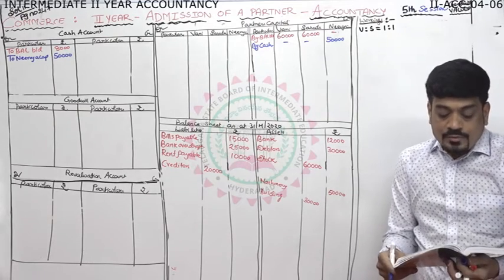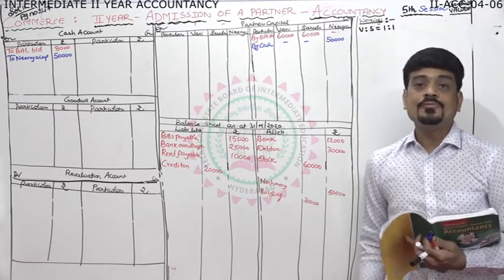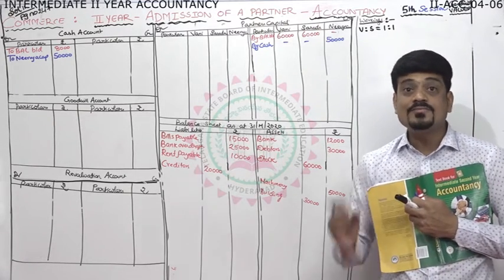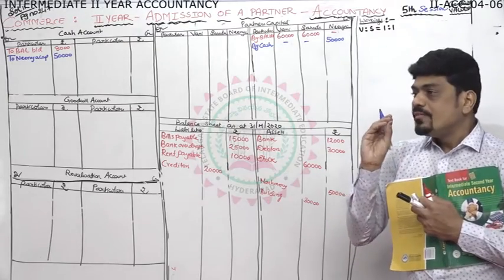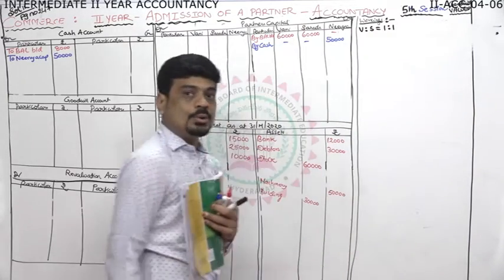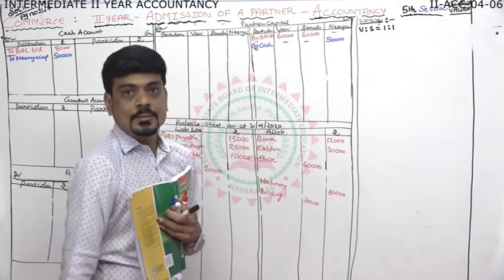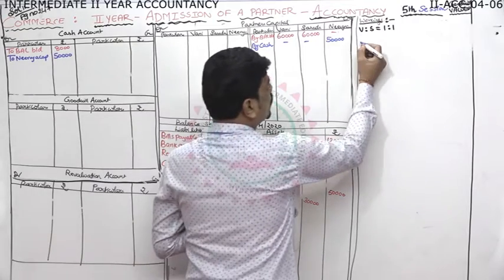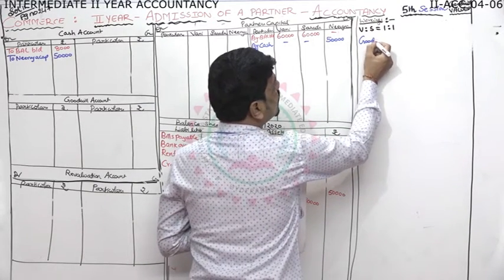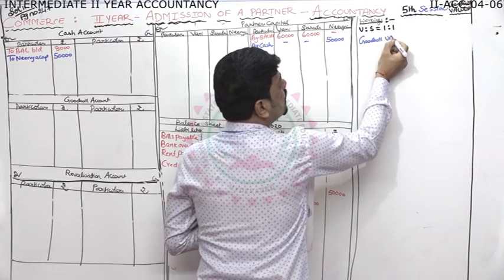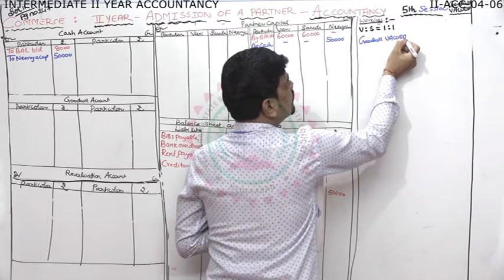Then goodwill of business is valued at 40,000. Be careful. Valued. Whenever they say valued, I told you it should be distributed among partners. So we'll go to the working note and we'll write here goodwill valued. What are the different names I taught here?